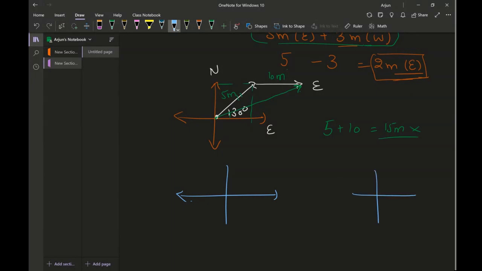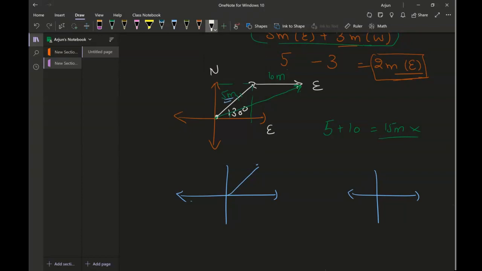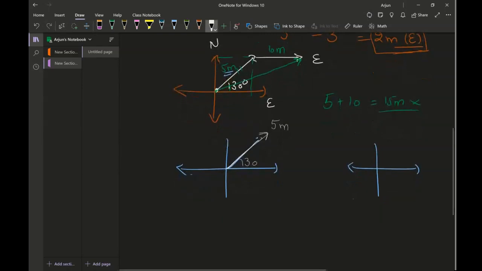So how do we approach that? For example, in this case, this is 5 meters at an angle of 30 degrees. Let me change the color. First of all, we'll learn how to write this. This is the east direction, this is the north direction, this is west, and this is south. Now the object is covering a displacement of 5 meters, and the angle is given to me with respect to the x-axis, or the east direction.